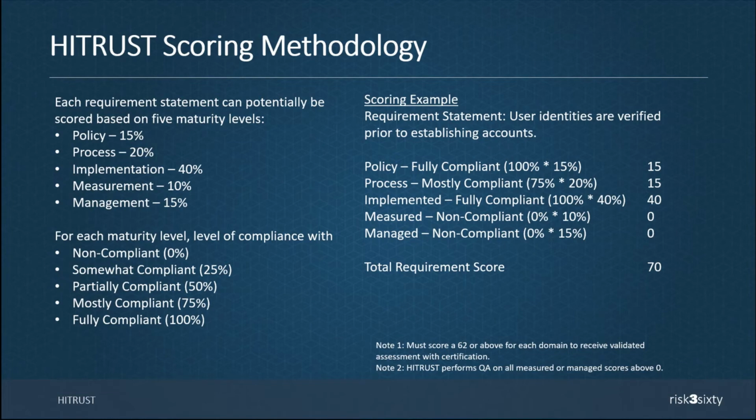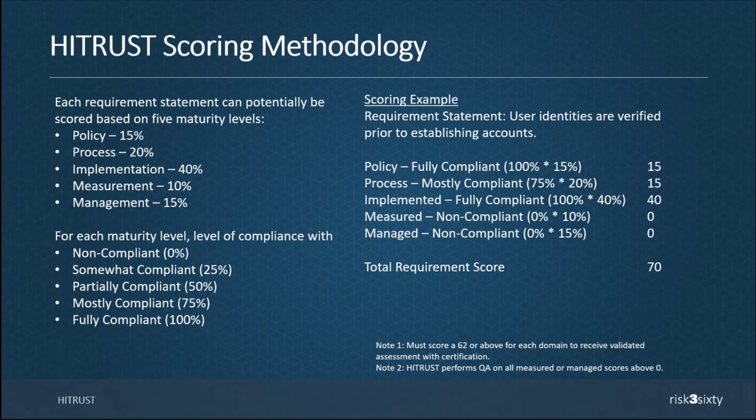The next is process. So let's say our process, we have one in place, but it doesn't address all the attributes that we want to see. In that case, we would get mostly compliant, which gives us 75% of the total score that we could get for the process maturity level. So we would take that 75%, multiply it by the 20% that process comprises for the overall requirement statement. That gives us another 15 points towards our overall requirement score.